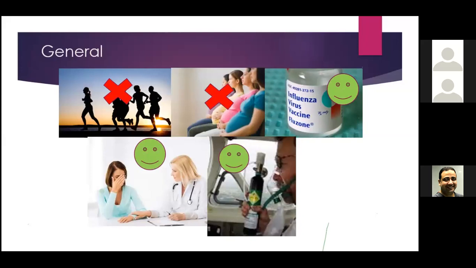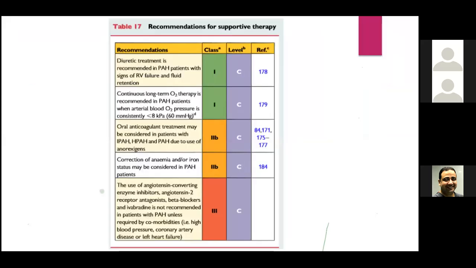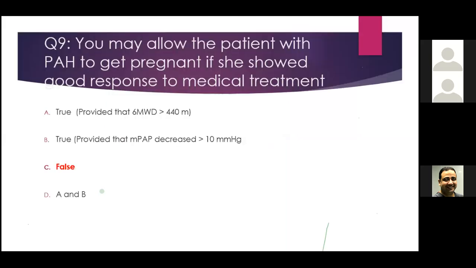And we have some supportive therapy, such as diuretic therapy if the patient has right ventricular failure, and continuous long-term oxygen if they are hypoxic. Oral anticoagulants have little evidence to be given in patients with pulmonary arterial hypertension, and we shouldn't use the drugs for heart failure except if we have a comorbidity or an indication for them. So the last part in the puzzle is specific therapy for the patient with pulmonary arterial hypertension. And of course, the answer for this question is false, as you all mentioned.